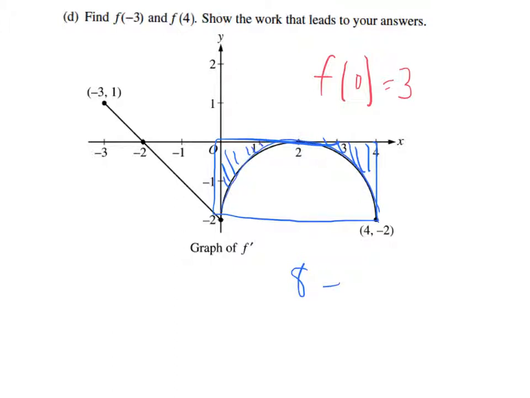And this is a circle with radius 2. So the full circle would have an area of 4 pi. So that's half a circle, so it must be 2 pi. So this area here is 8 minus 2 pi.